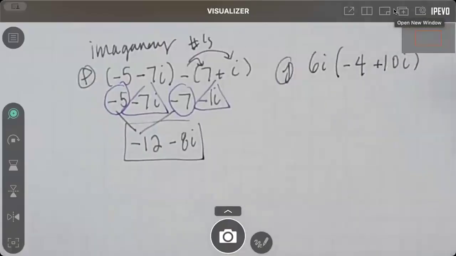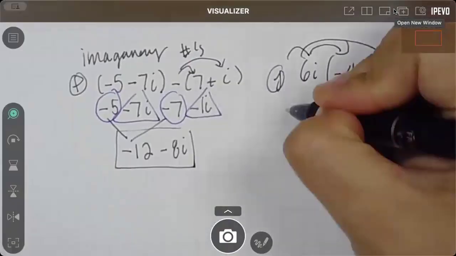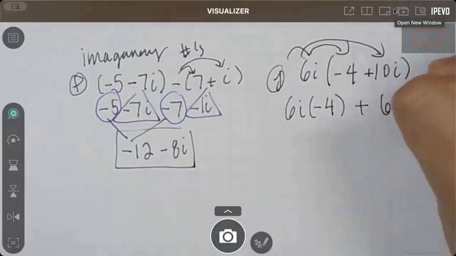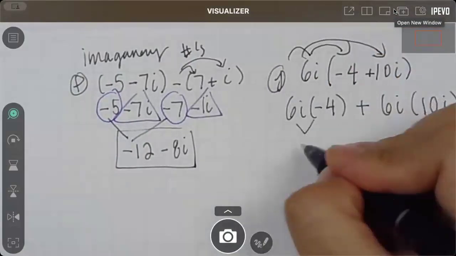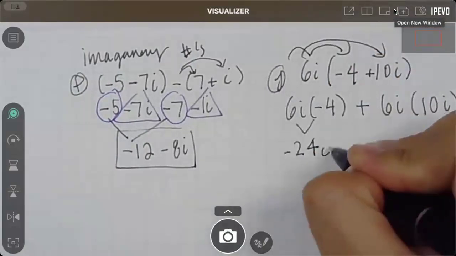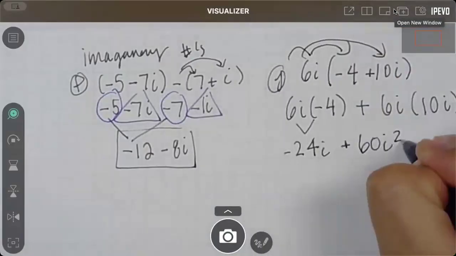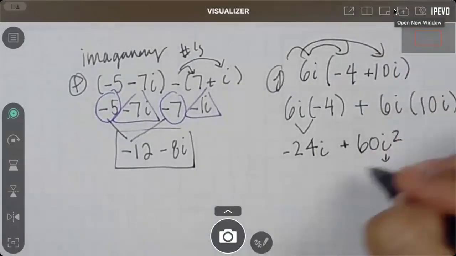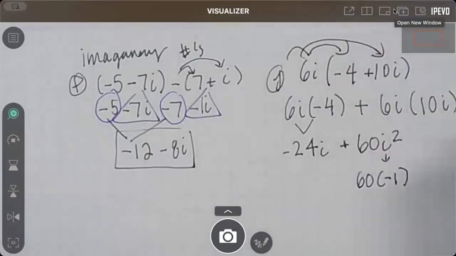So we're going to distribute. We're going to distribute this 6 to both of them. So we have 6i times a -4 plus a 6i times a 10i. Okay, when I multiply these out, I get -24i plus 60i squared. This i squared turns into 60 times a -1, right? Because i squared is equal to -1 from our rules.